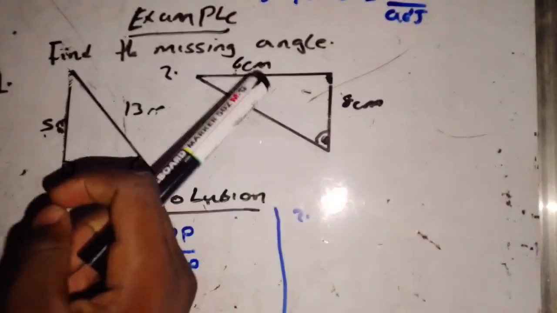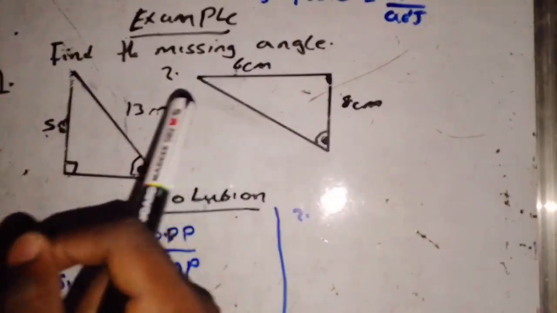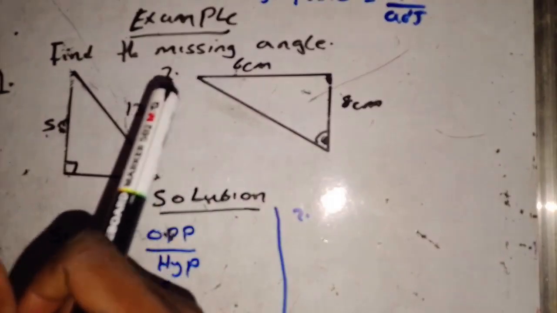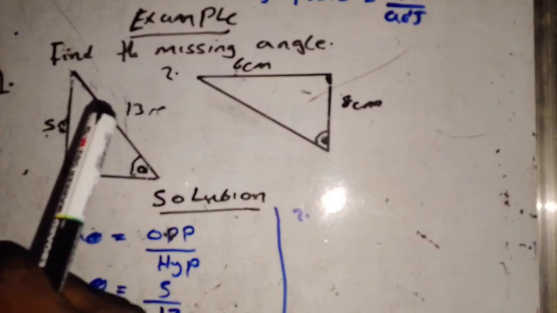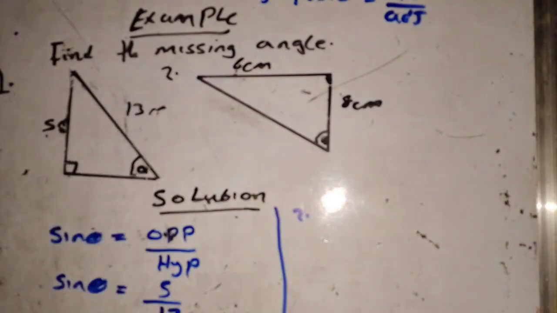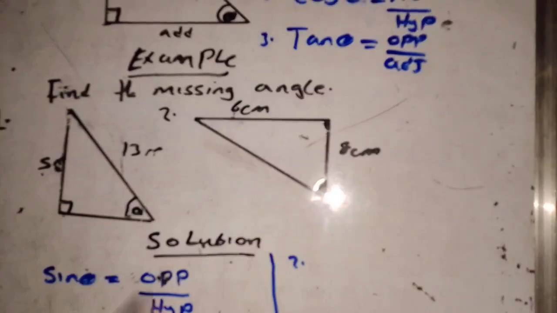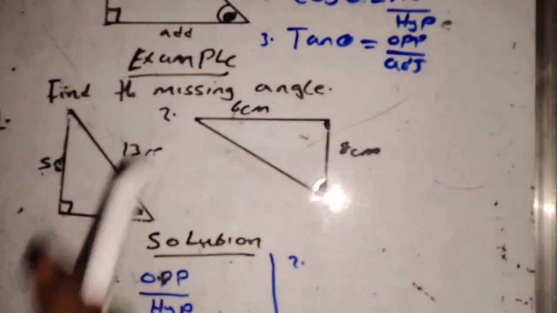So we have opposite here and adjacent. Which trig ratio deals with opposite and adjacent? It's tan theta. So tan theta is opposite over adjacent. We have opposite here, we have adjacent here.